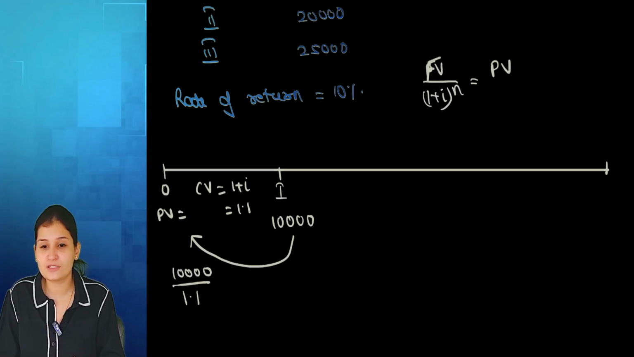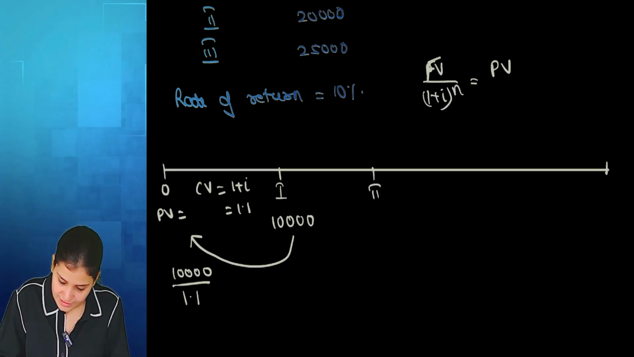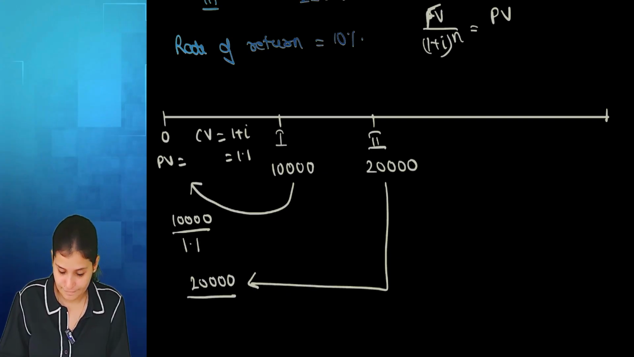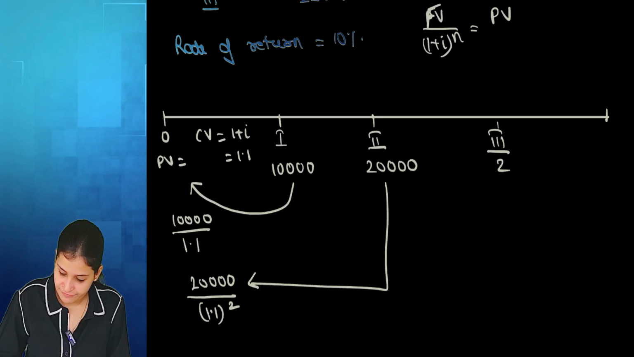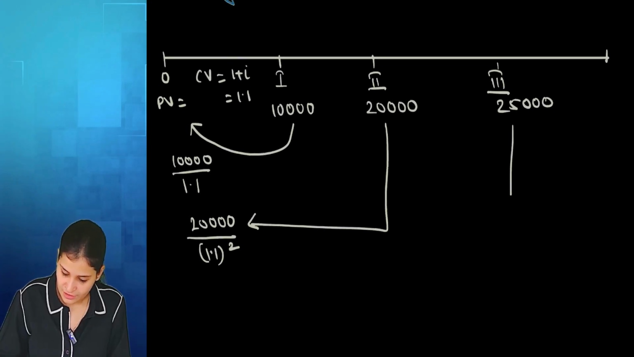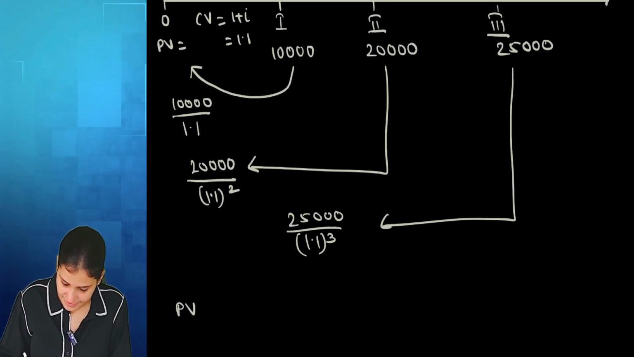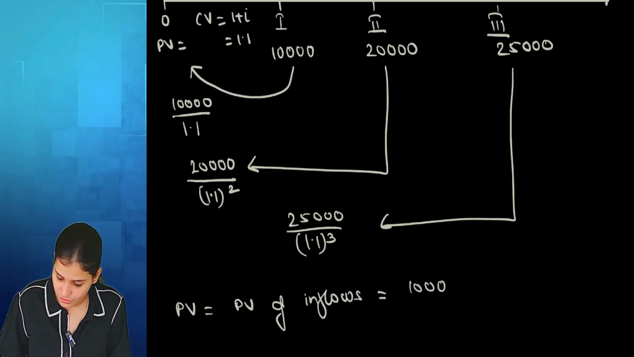In this case, it's 1 year. When it goes to the second year, this becomes 20,000, so we will divide this by 1.1 square. And in year 3, it is 25,000, and we are going to divide it by 1.1 cube. So my present value of inflows is the sum total of all of them.